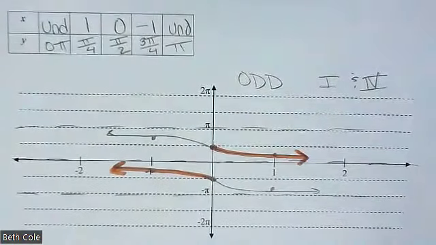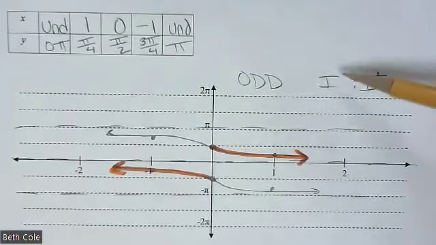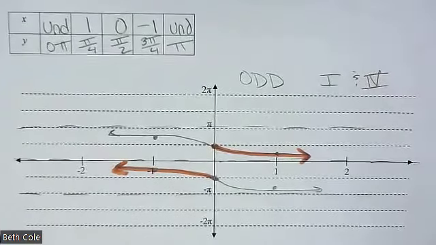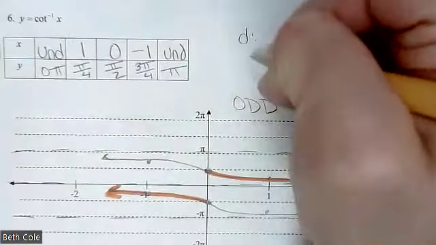Where are the even ones? If the odd is in 1 and 4, where are the even ones? 1 and 2. Okay, that's the takeaway for today. All right. And then we're going to list out our domain and range.